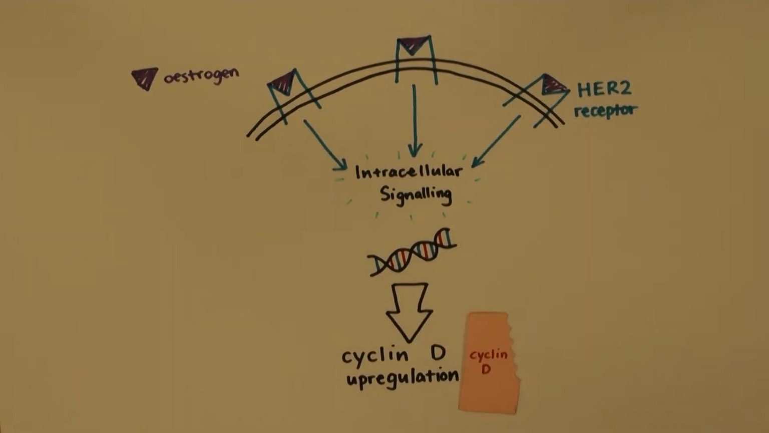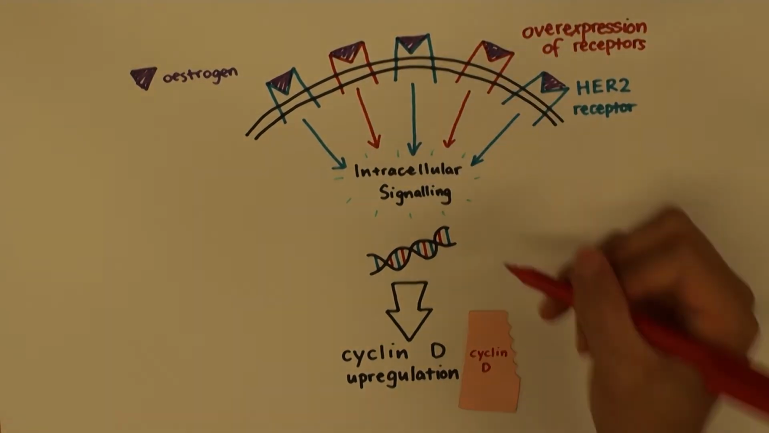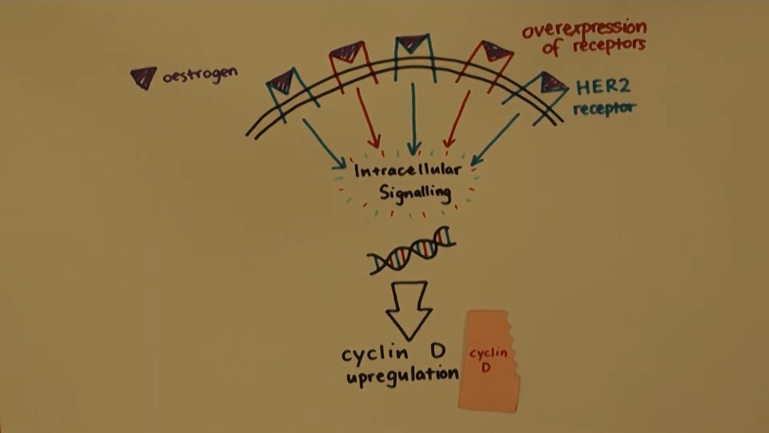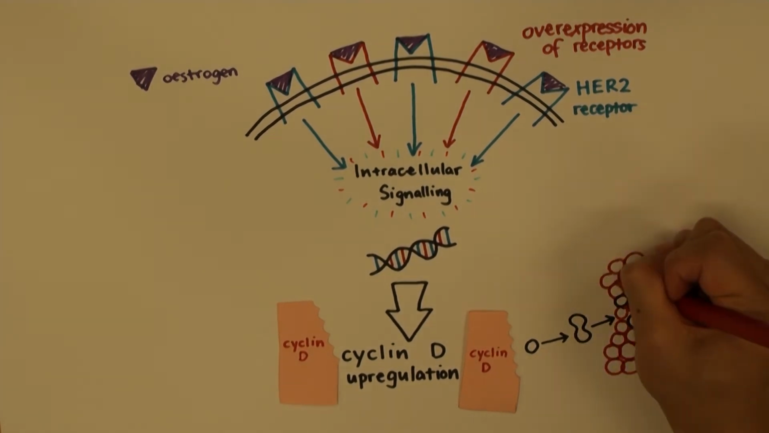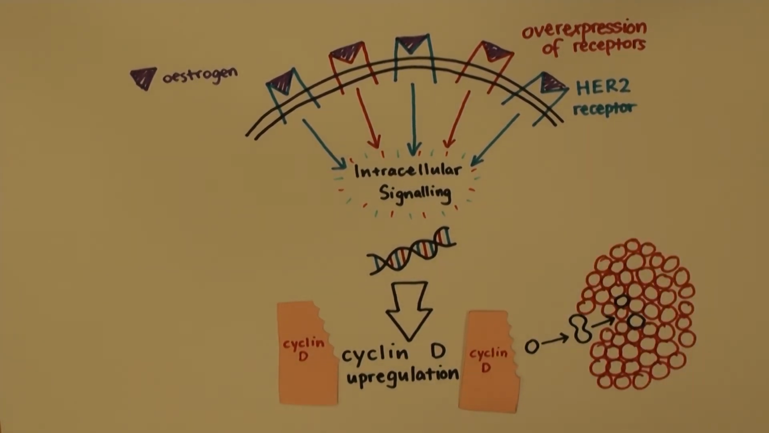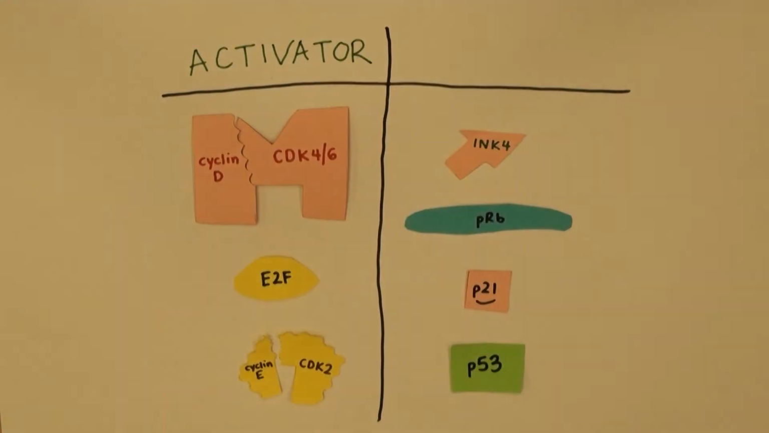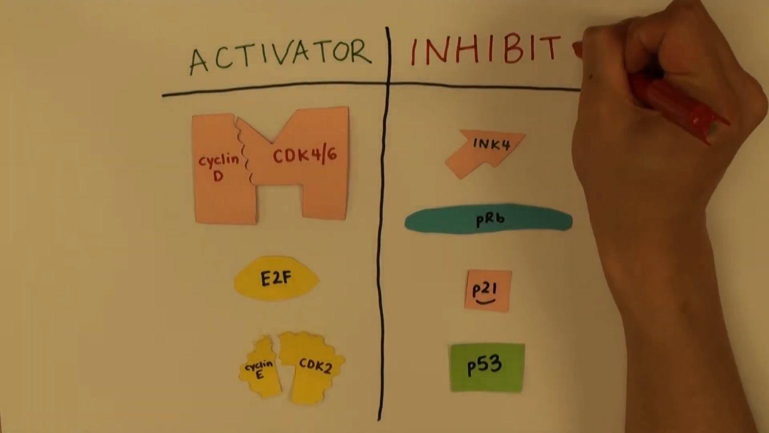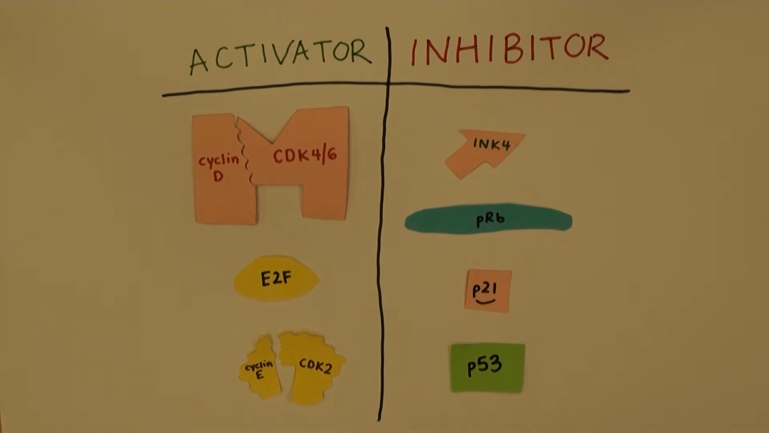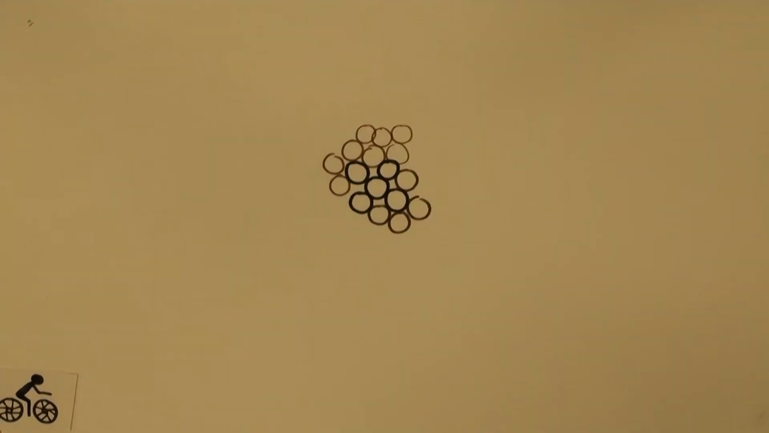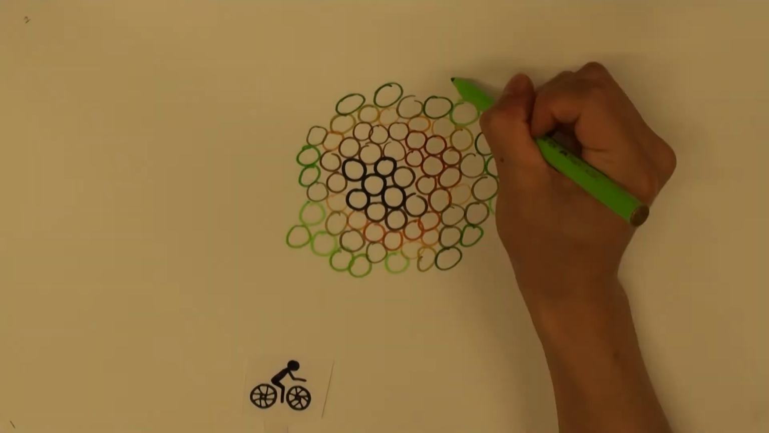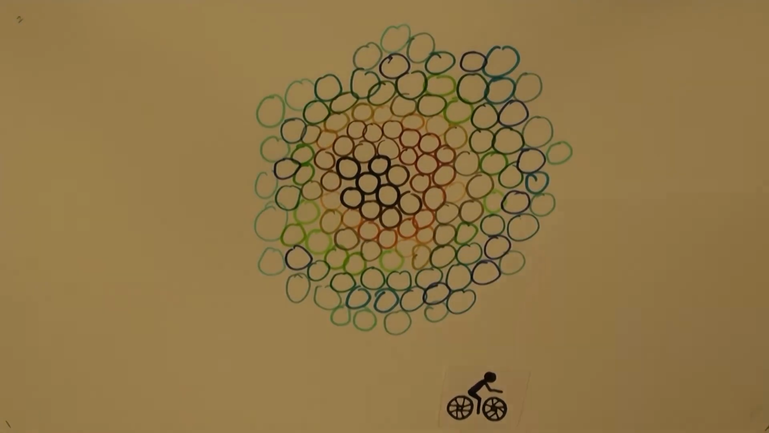In some cases of breast cancer, breast tissue cells express an abnormally large amount of HER2 receptors, resulting in more intracellular signals, upregulating transcription of cyclin D. This increased amount of cyclin D leads to an increased amount of cyclin D CDK4/6 complexes, leading to uncontrollable cell proliferation. When these regulatory processes are uncontrolled, such as overexpression of cell cycle activators including cyclin D CDK4/6, cyclin E CDK2, and E2F, or underexpression of the inhibitors, INK4, retinoblastoma, P21, or P53, abnormal cell proliferation can occur.